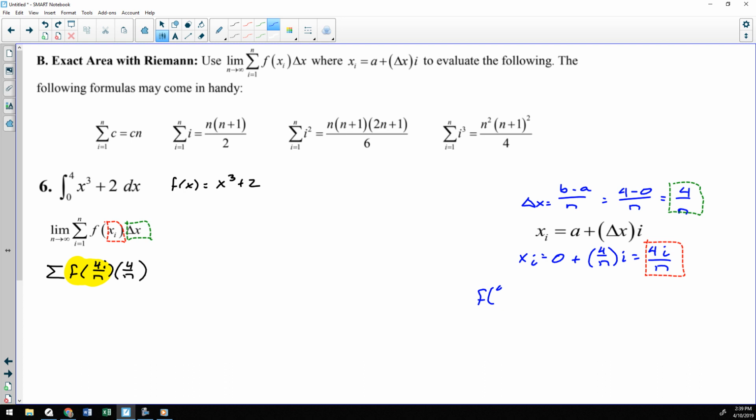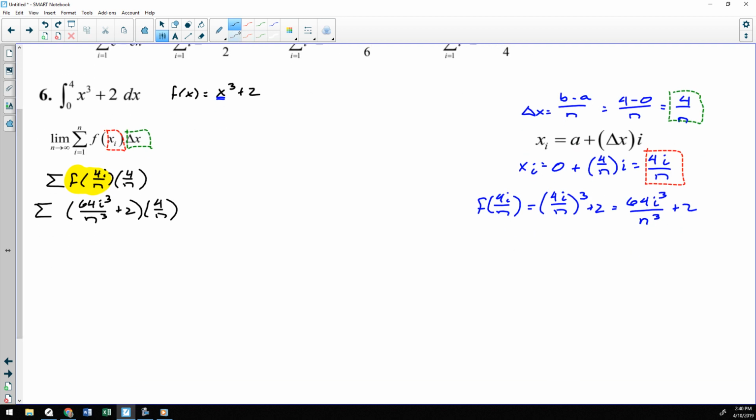So f of 4i over n means we're just going to plug 4i over n in for the x in my f of x formula. So it will be the quantity 4i over n cubed plus 2, which when you cube out 4i over n, you get 64i cubed over n cubed plus 2. So now I replace f of 4i over n with all of that stuff, and so I will have the sum of 64i cubed over n cubed plus 2 times 4 over n.